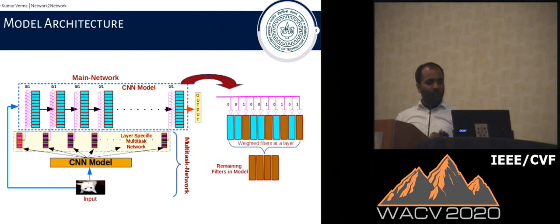Here the number of multitask heads is equal to the number of layers in the main network, and in each multitask head the number of nodes is equal to the number of filters in the main network. The right hand side shows the illustration of a particular layer and gives the final pruned model.